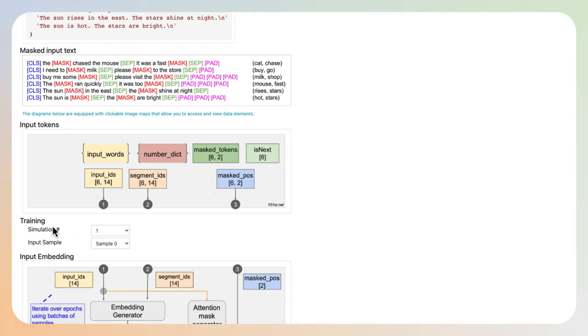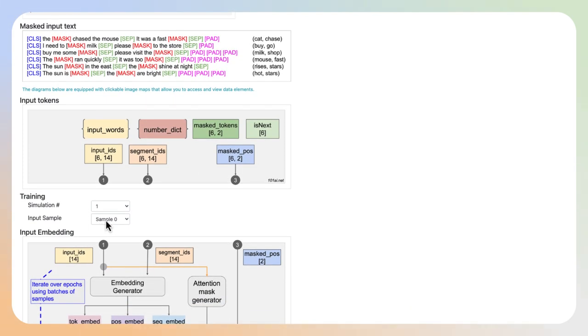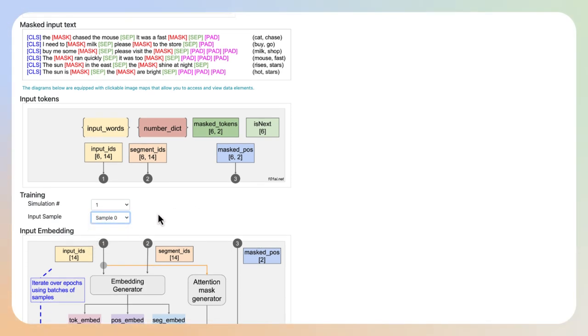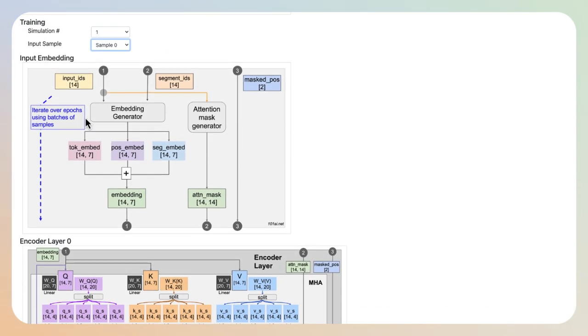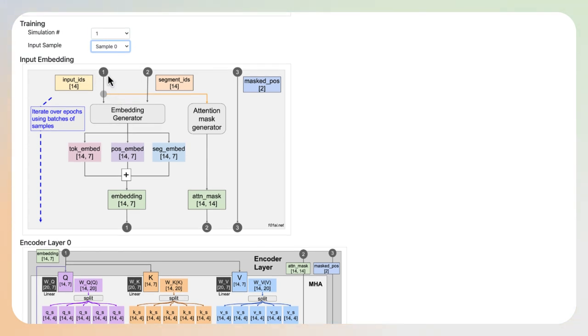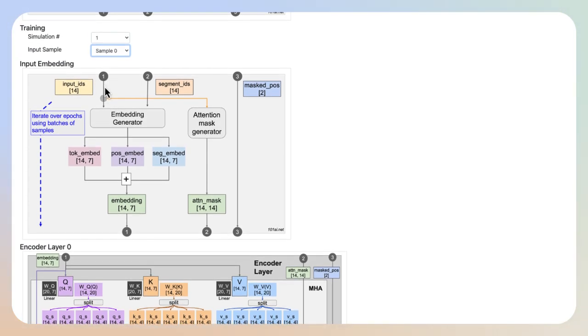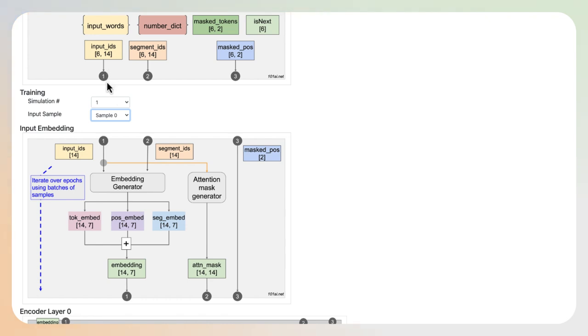Here we can see the input sample, and we can choose one of the 4 input samples to explore the BERT model. By the way, the input sample can also be changed later on while probing the data with pop-up dialogues. For now, I'll choose sample 0. The next section is Input Embedding. These gray circular nodes shown with numbers are connected with each other like this. Number 1 is connected to this, number 2 like this, and so on.